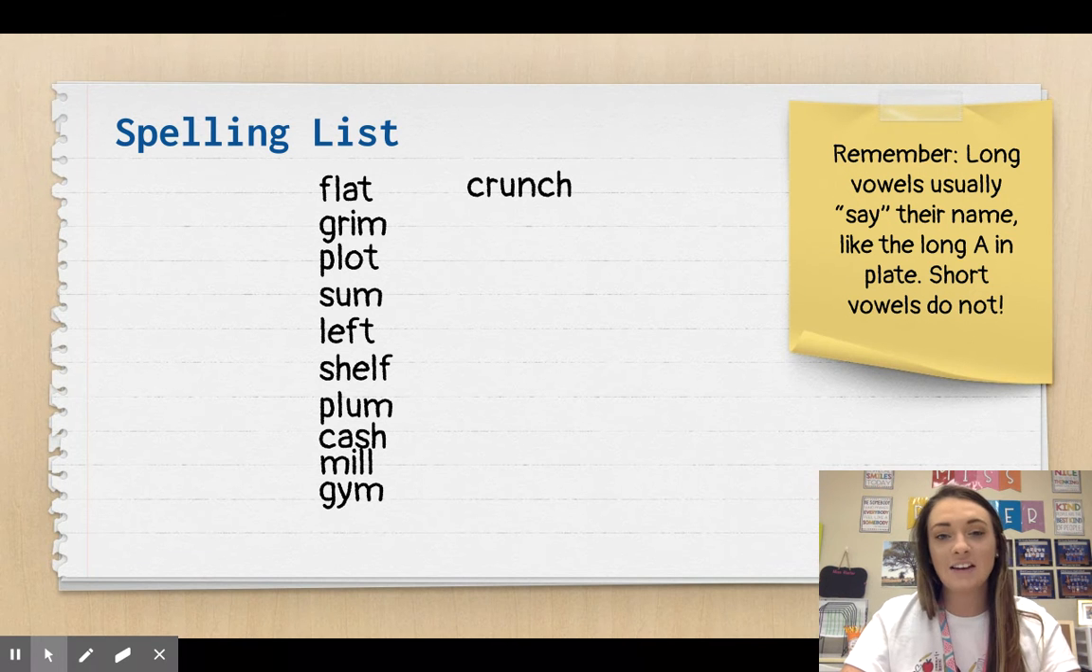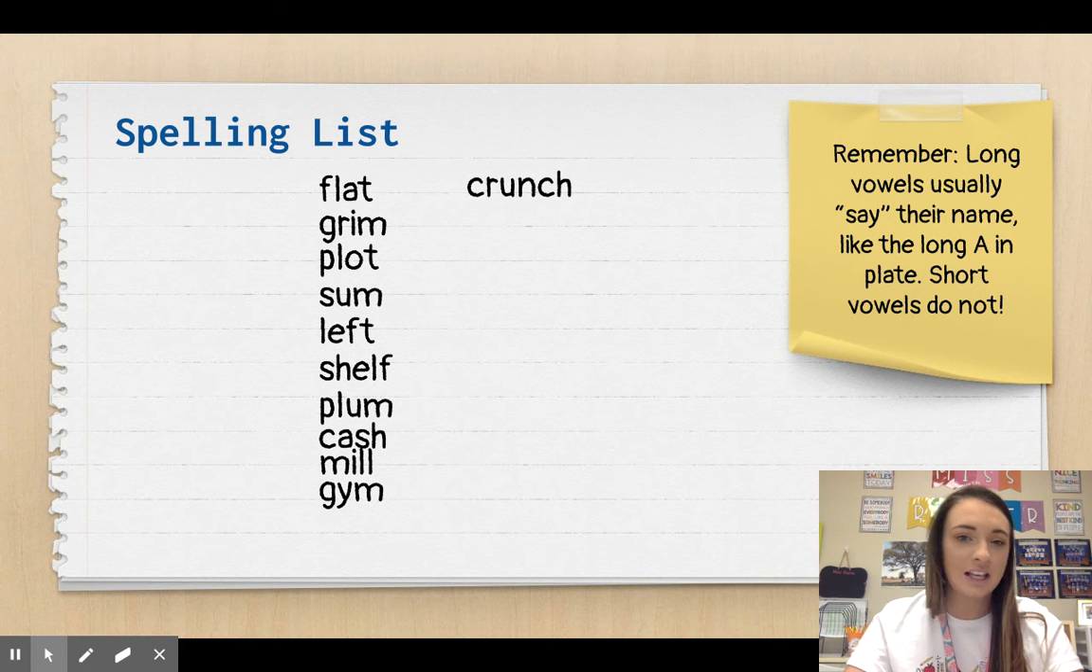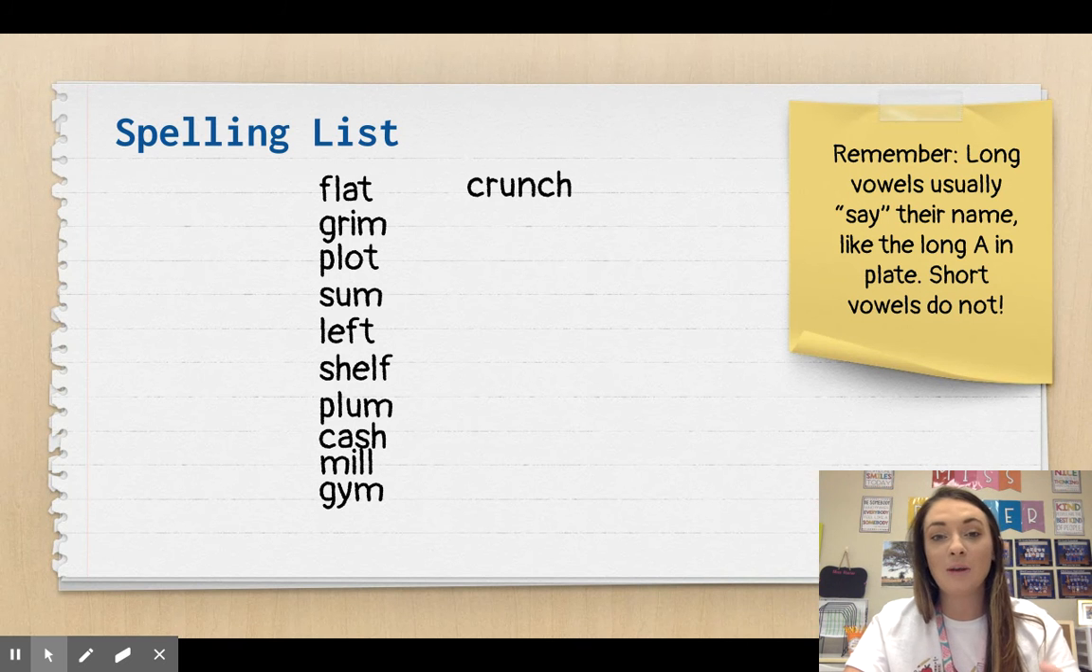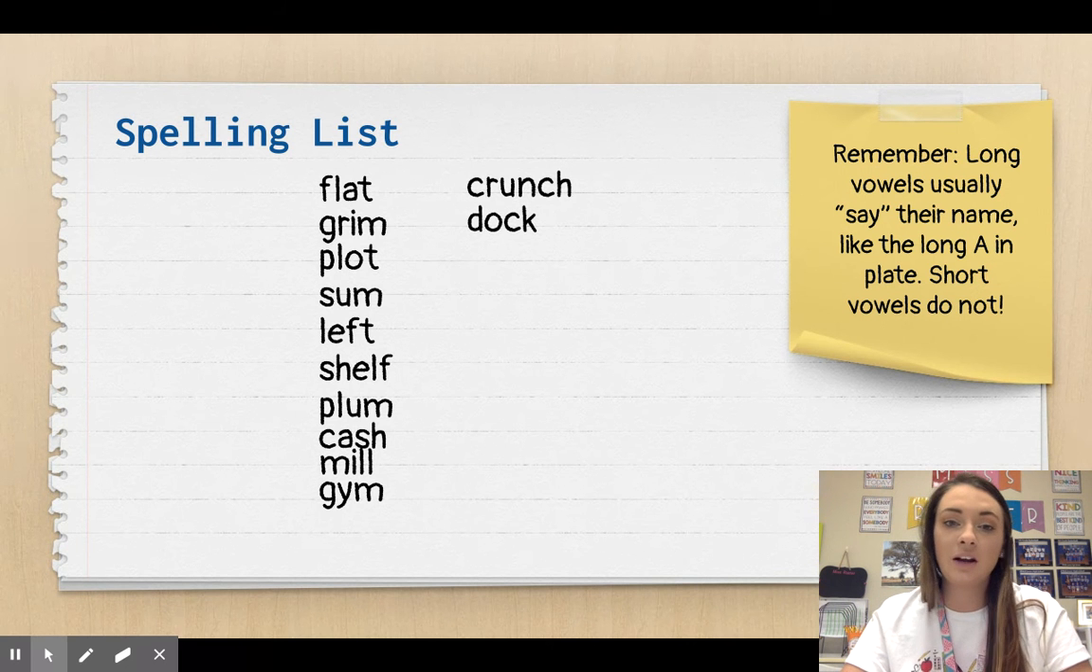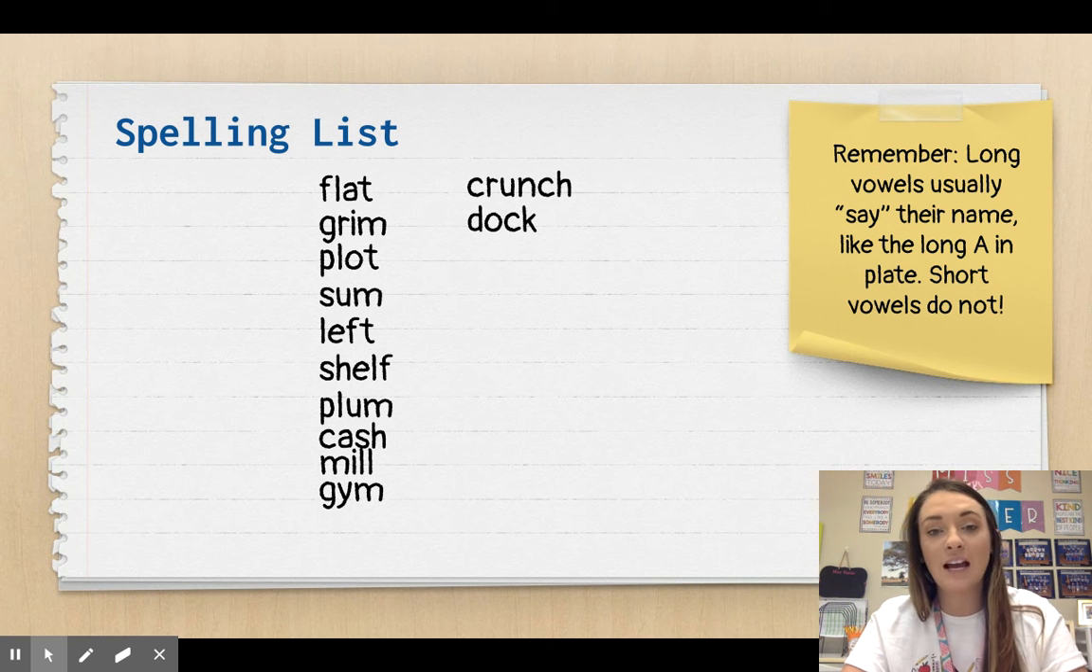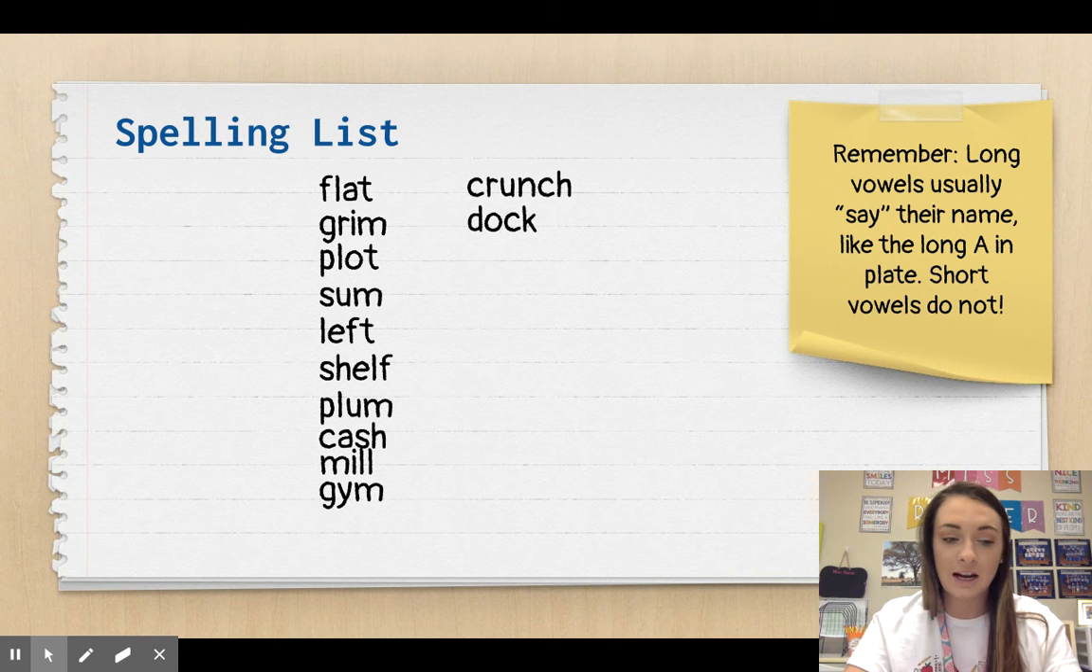Next word is crunch. Crunch is a fun kind of word because it kind of sounds like itself. So it's a sound you make when you maybe are biting into chips or you're biting into something hard. You have that crunch sound. Dock. Dock is where boats line up in the water. So if you dock your boat, you tie it up to kind of like a wooden place where you can get on and off the boat.